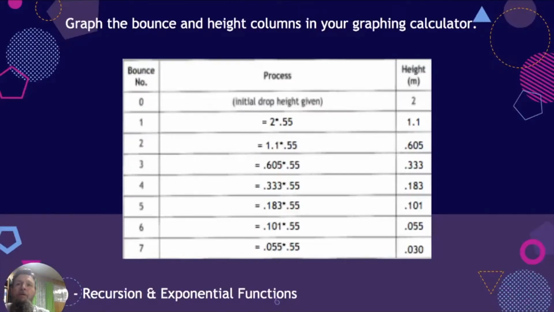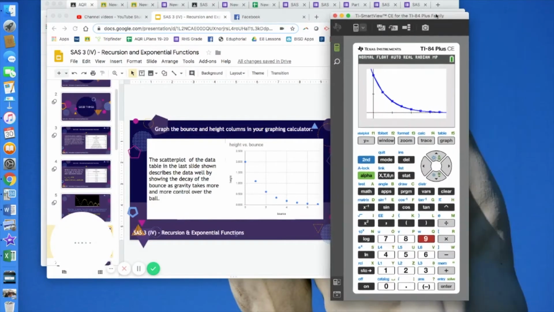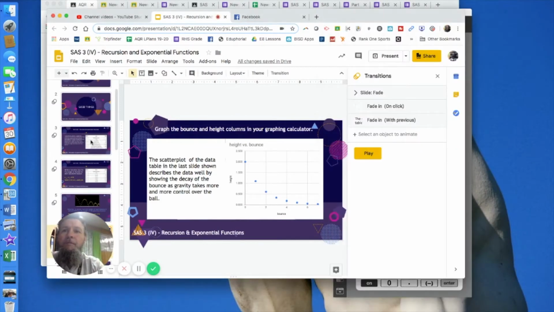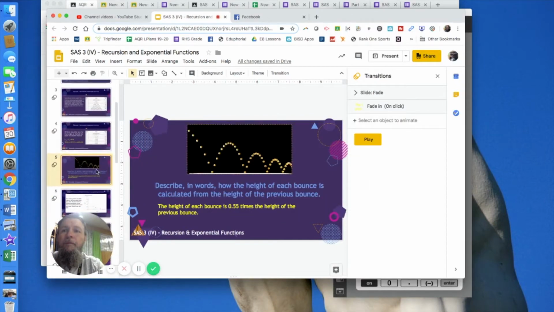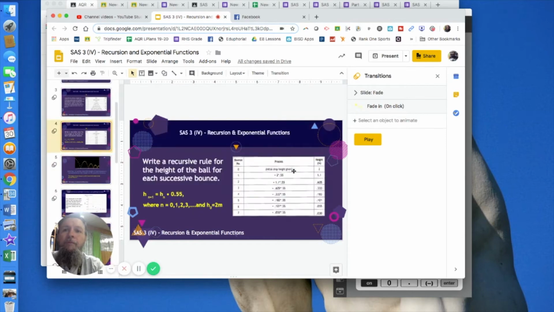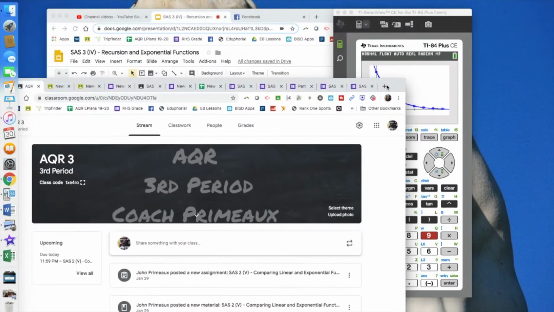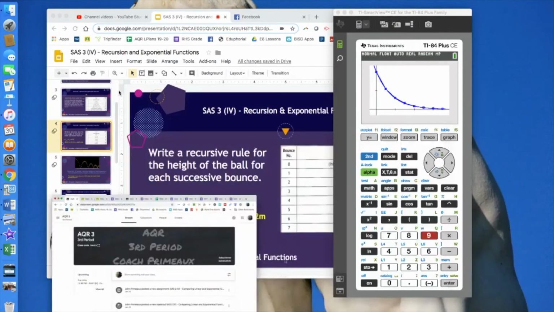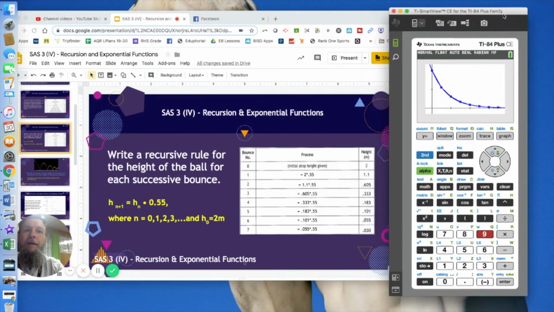So we're going to graph the bounce and height columns in the graphing calculator. Let's go ahead and do that. I think I've already put it in here. So we take these values here. I don't know if you can see that. Let me get rid of this transitions line. Now, pull my calculator out, and I've done this already to show you.